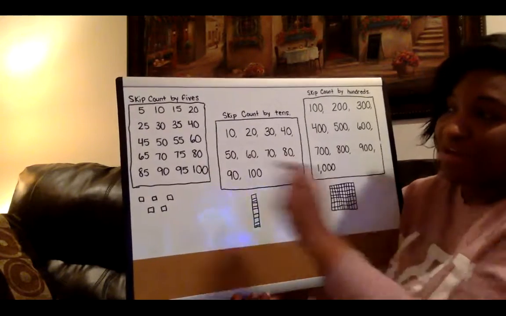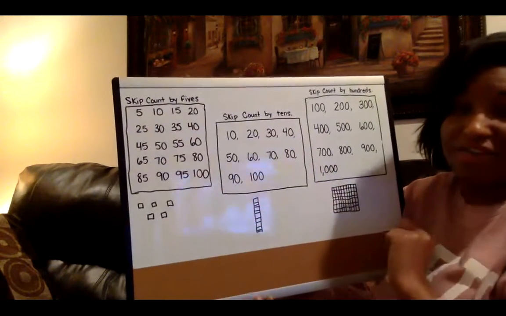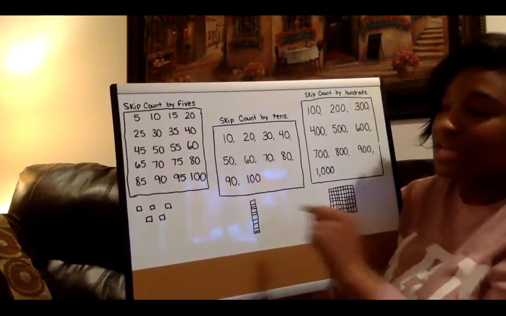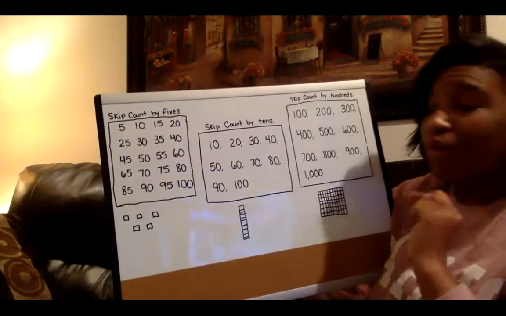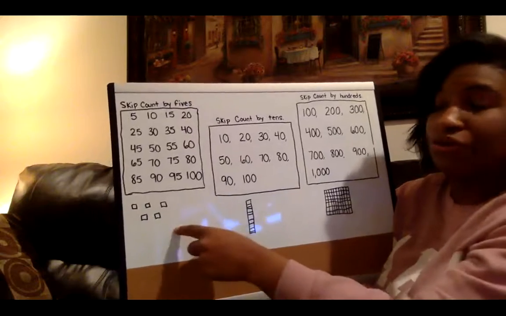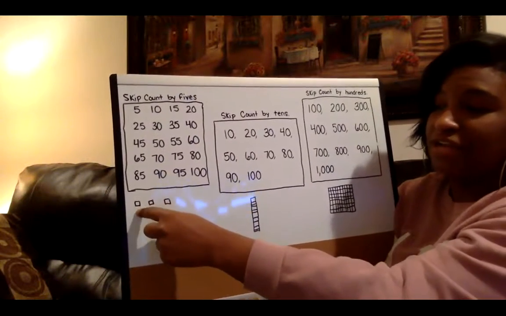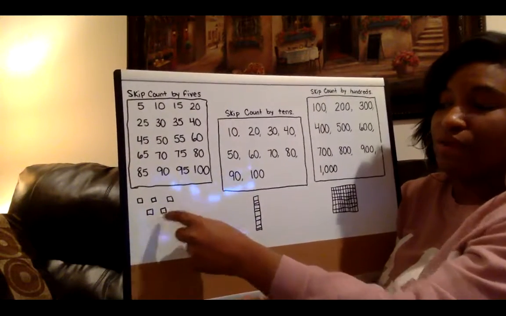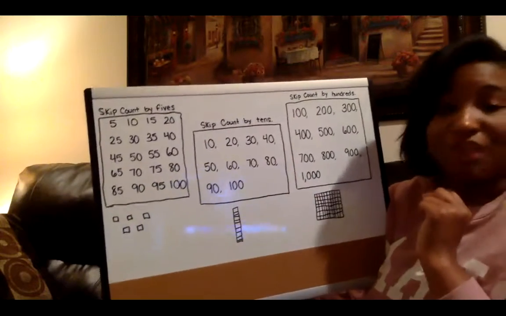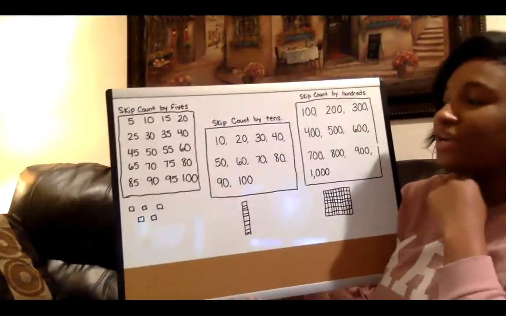Notice when we count by fives, you either see a 5 in the ones place or you see a 0 in the ones place. And then when you get to 100, you see how many zeros? You see 2. Also notice when we're counting by fives, here's 1, 2, 3, 4, 5 ones to show the number 5. All right, ready to count by tens? Here we go. Count out loud.